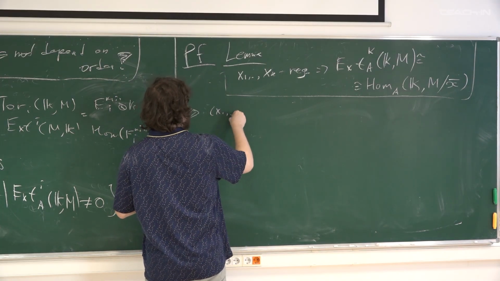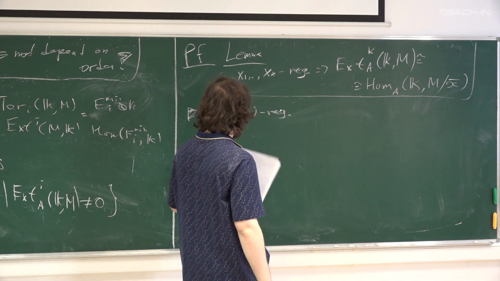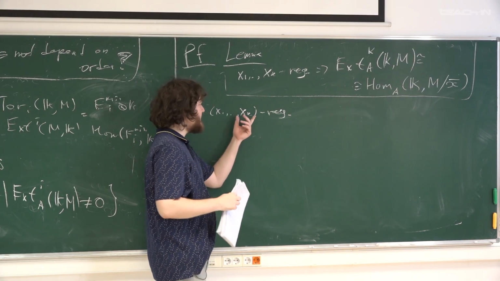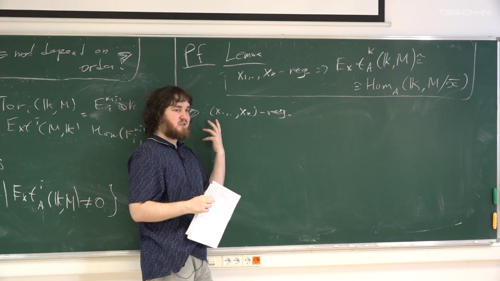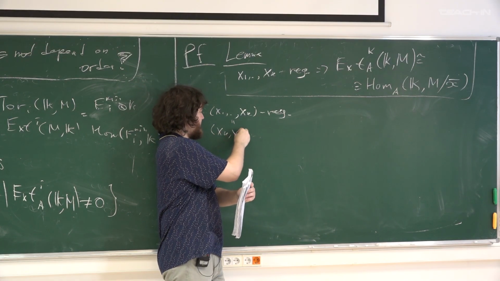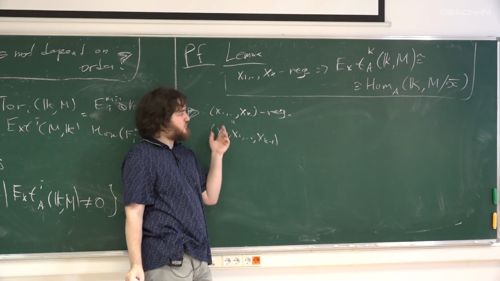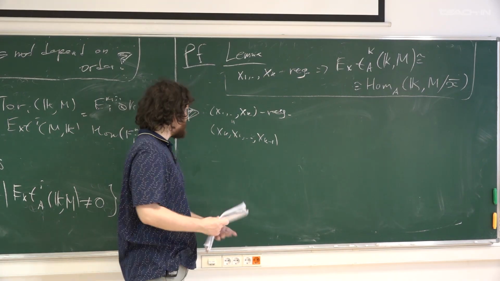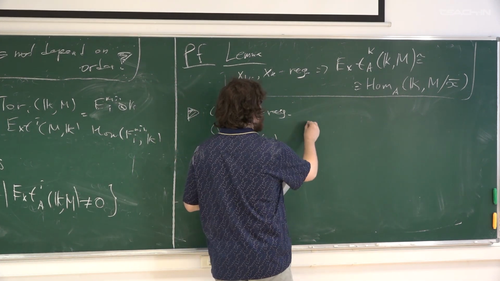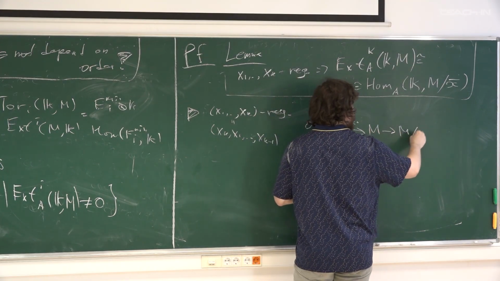What if I have a regular sequence? Then, because I know that it does not depend on order, the last one, from the definition, is not a zero divisor in the quotient. But because it does not depend on order, I can consider the sequence something like this, and so this is also regular. So by definition, all of them are not zero divisors, so for example the last one is also not a zero divisor. And I can consider the following short exact sequence then: multiplication by xk, M modulo xk.